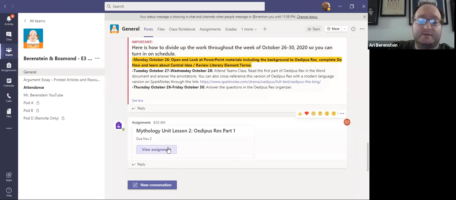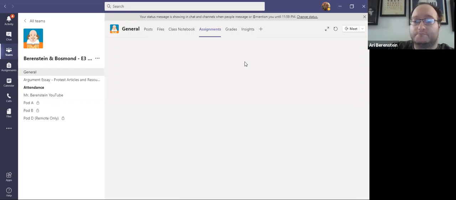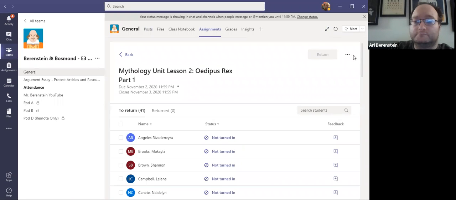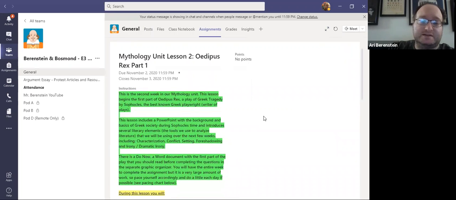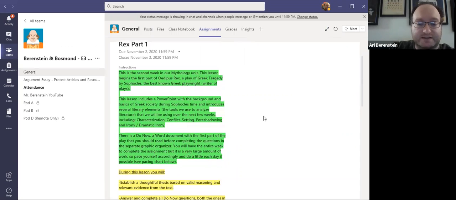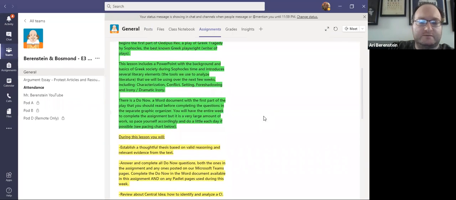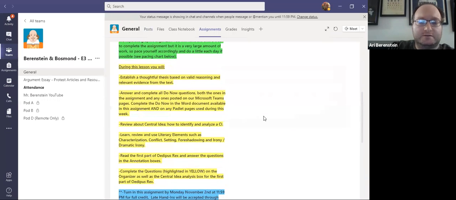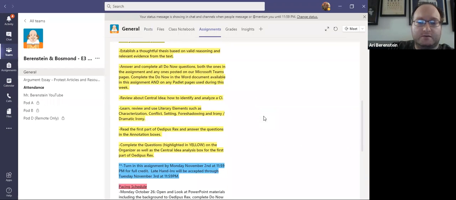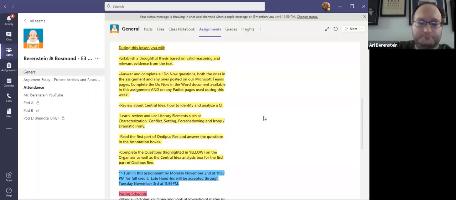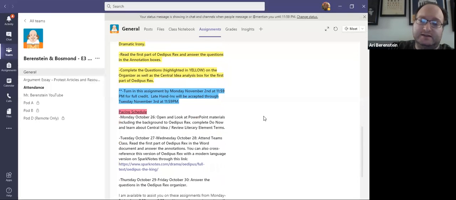Let's open up this assignment. And go into student view, and you'll see the instructions that are set up. It's very much set up like the way it usually is. A little bit of background, our lesson goals for the week, what to do, and the due date.